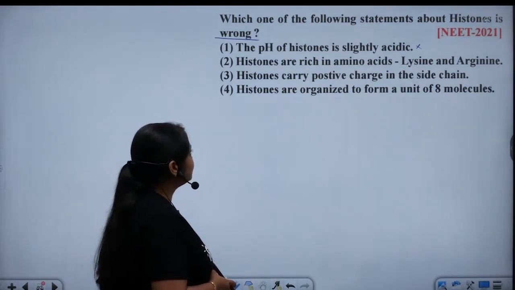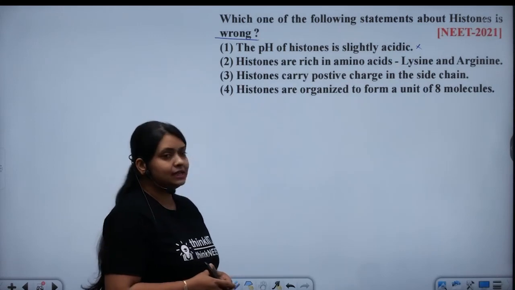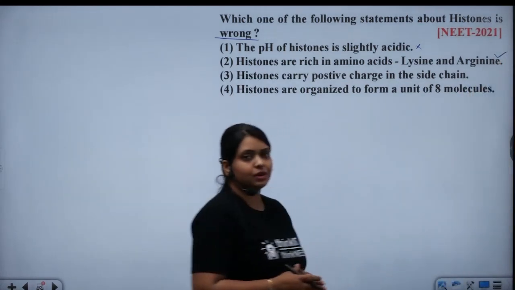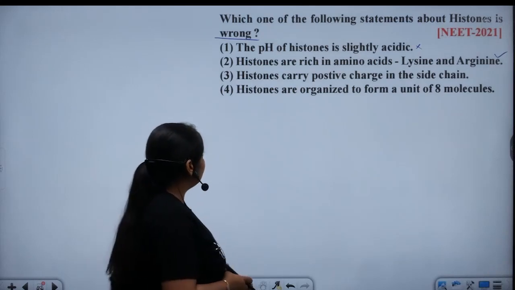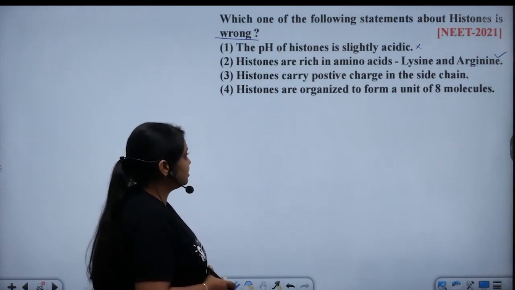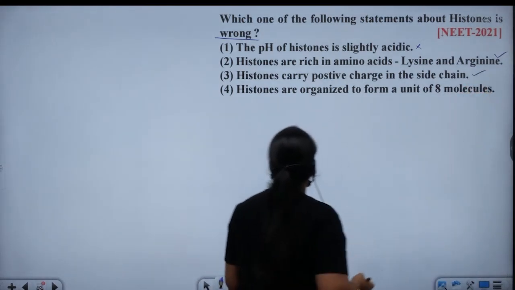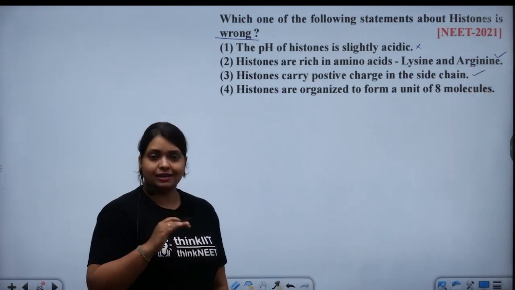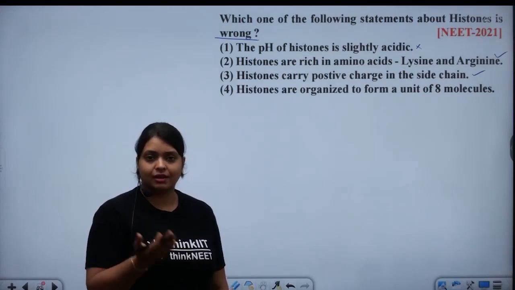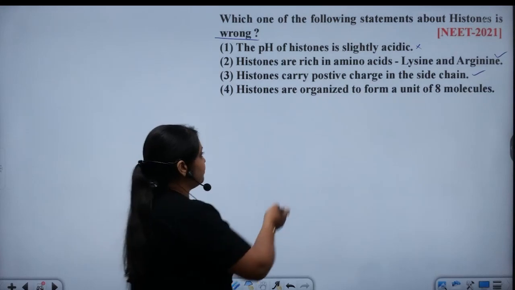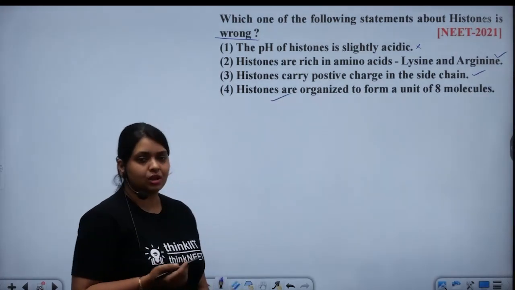Second, histones are rich in amino acids lysine and arginine. That is true, because lysine and arginine both are positive amino acids. Third statement, histones carry positive charge in the side chain. That is correct, because they are having positive charge. And because of that, the negatively charged DNA wraps around it. Fourth, histones are organized to form a unit of 8 molecules. It is correct, that is the octamer structure.